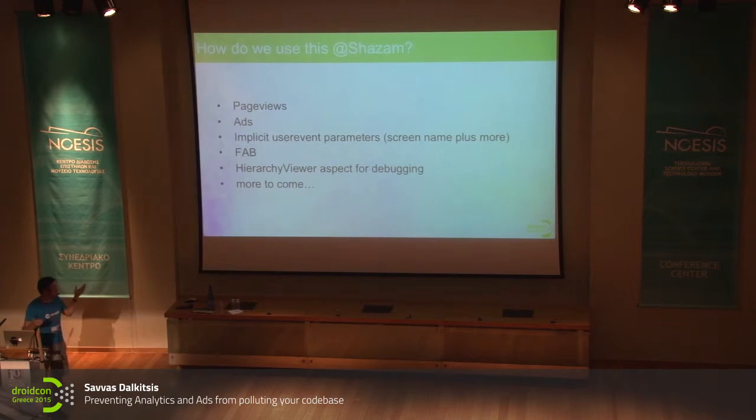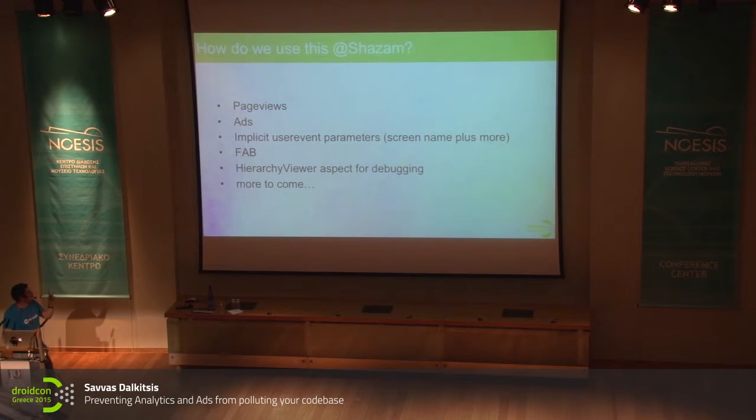Speaking of which, how do we use this for anything else at Suzanne? As I said, we use it for pages and for ads. When we had to change, again, our ad analytics, we only had to change the implementation of the ad binder. So just use a new provider and everything works. The implicit user-read parameters, like I said, attach screen name and other context information. We also have some magic to tell you which screen you came from when the event is generated in the new screen, and we use some magic through our intent system to get the information and attach it to the events.